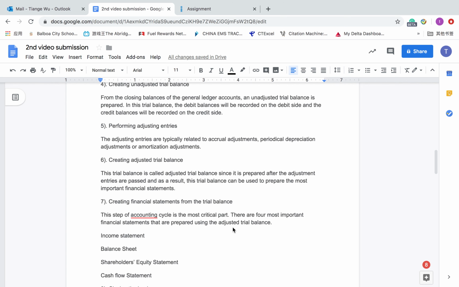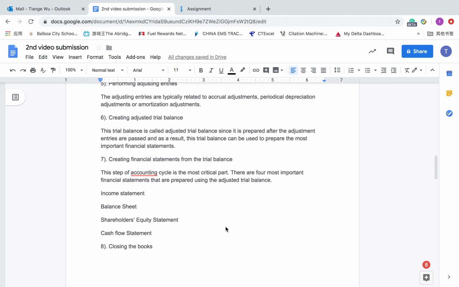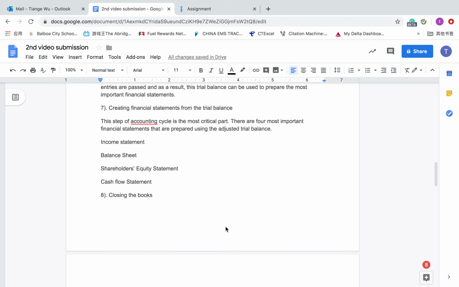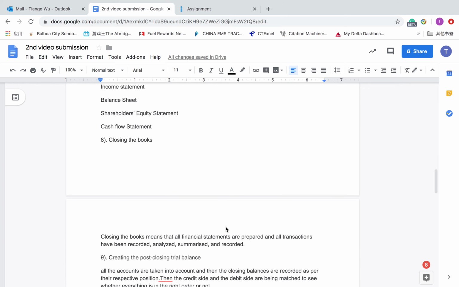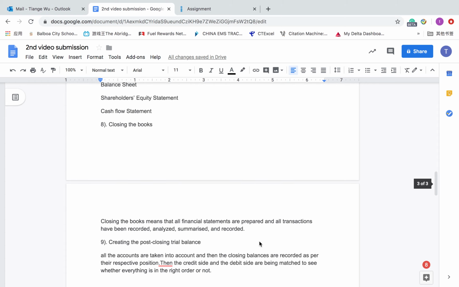For step 7, creating financial statements from the trial balance. This step of the accounting cycle is the most critical part. These are the four most important financial statements that are prepared using the adjusted trial balance: the income statement, the balance sheet, the shareholders' equity statement, and the cash flow statement. And step 8 is closing the books. Closing the books means that all financial statements are prepared and all transactions have been recorded, analyzed, summarized, and reported.